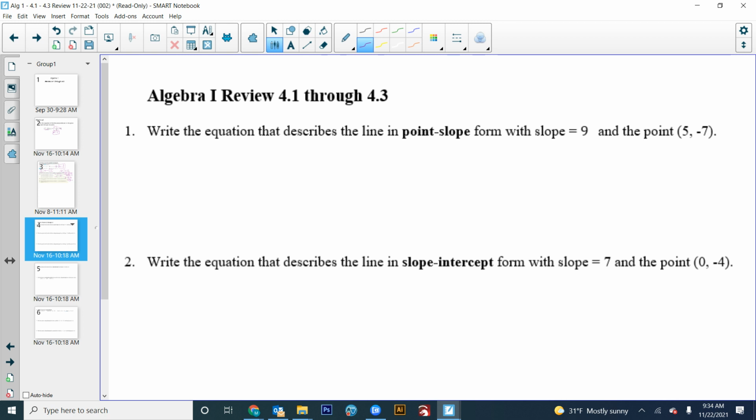Guys, these first couple are pretty easy. Write the equation. Now, here's what I do want to tell you. You guys should know point slope and slope intercept. And what I would do on every question tomorrow, write the equation that describes the line in point slope with the slope and so on. I would write what it wants you to put it in. That's point slope. Write it there because my answer should look like that.